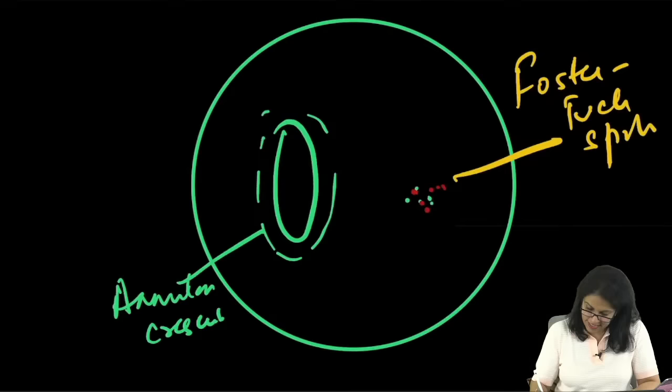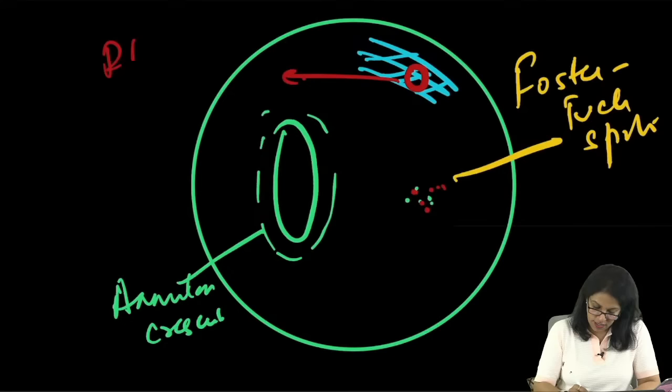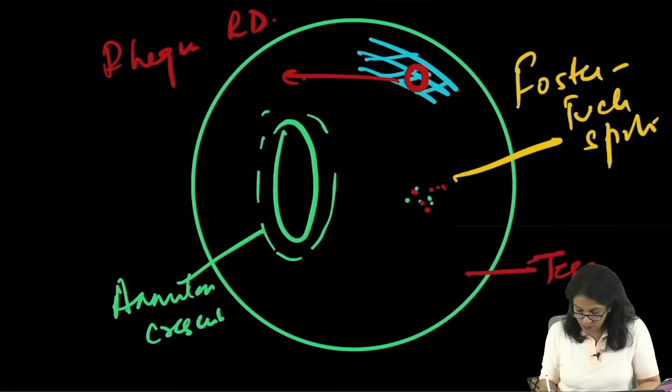I hope you all remember lattice degeneration at the periphery, which can keep degenerating and lead to hole formation. Any hole formation will cause rhegmatogenous retinal detachment. We cannot forget tessellated fundus, where the choroidal blood vessels are more prominent.